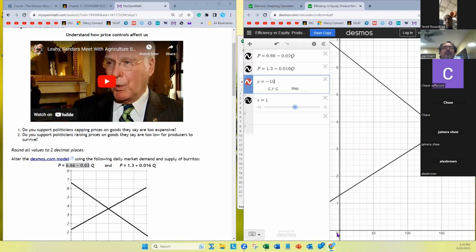It's minus 10, right? Did everybody get their model set according to their numbers? Everybody got that set? And we all have slightly different numbers, so we're going to have a different equilibrium price and a different equilibrium quantity. Did everybody get that set? We good? If you didn't, let me know if you weren't able to do it.